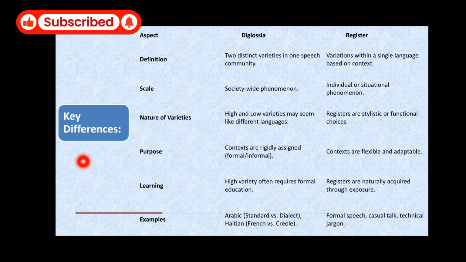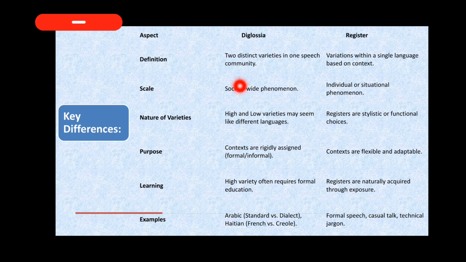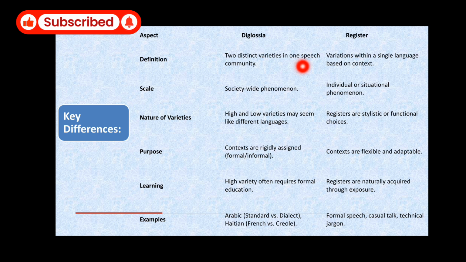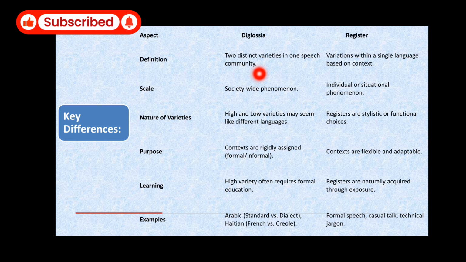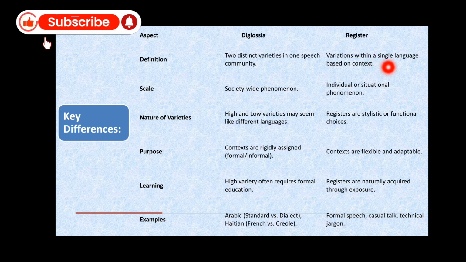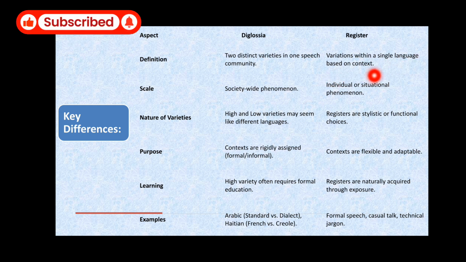Here we have some key differences between diglossia and register. So here we have aspect, here we have diglossia, and here we have register. If we talk about definition, we define diglossia as two distinct varieties in one speech community. By single speech community, two distinct varieties of the same language. Register is variation within a single language based on context, not like a societal phenomenon. So here we see two different varieties in one speech community, versus variation within a single language based on the context.